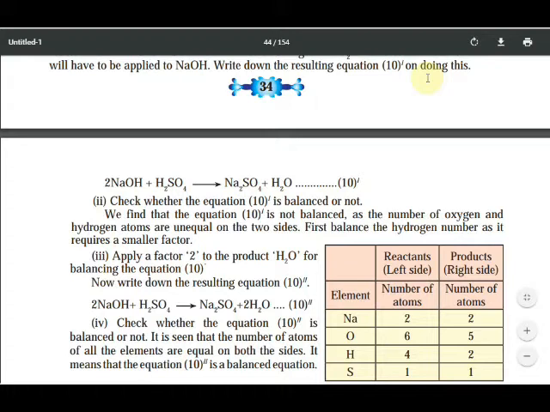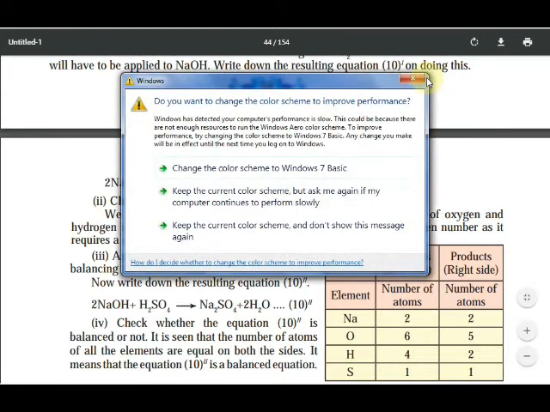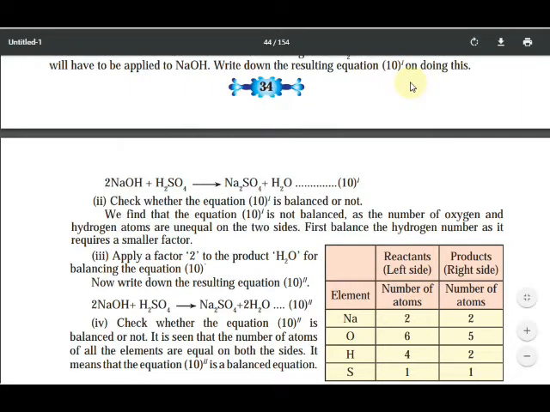No need to balance. That is why, everywhere, if in the reaction, on both the LHS side and RHS side, you see that the number of atoms of the elements are the same, then the equation is a balanced equation.